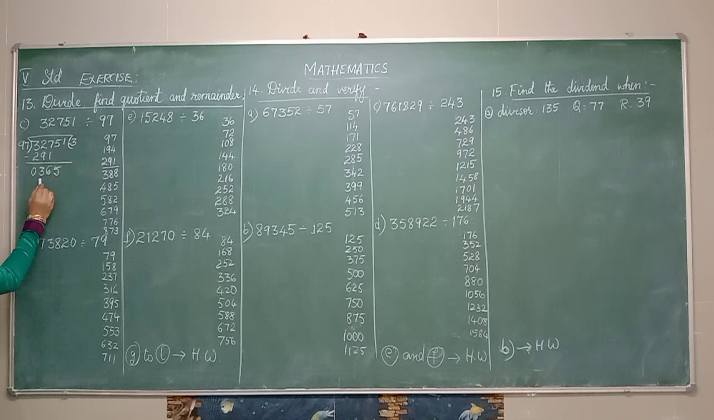When you bring 5 down, what has happened? Here it is 365. In this table again you have to check where the 365 comes. So 365 comes again in the same place. See, in between 291 and 388, 365 comes. So how many times is it? 3 times. 3 times is 291.